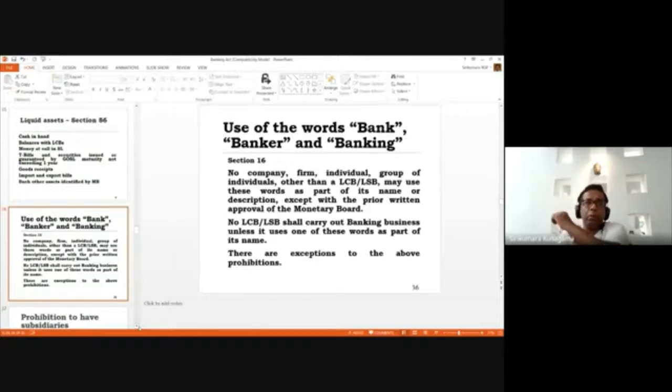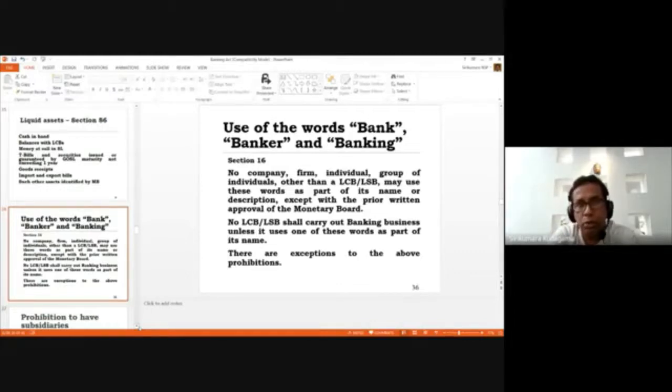With prior written approval of the monetary board, one can use these words bank, banker, or banking. Otherwise, it's totally prohibited for anyone to use the words bank, banker, or banking unless that entity is licensed by the central bank as a licensed commercial bank or LSB, LCB or LSB.